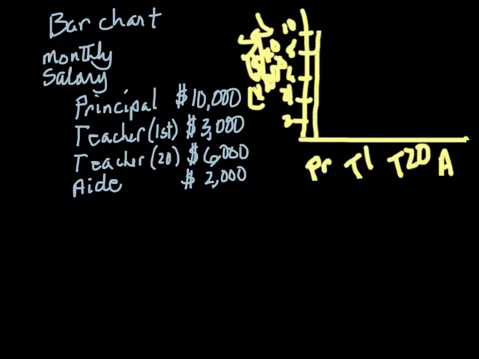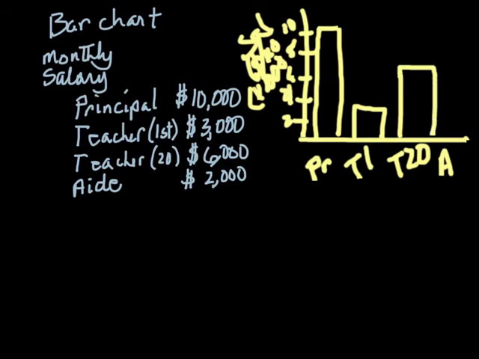So the principal makes 10,000 a month. The first year teacher makes 3,000. The 20-year teacher makes 6,000, and the aide makes 2,000. And these would then be bars. Now notice how it's different from a histogram, in that in a histogram the bars touch, but in a bar chart they don't. Sometimes this is also given the name of Pareto chart.